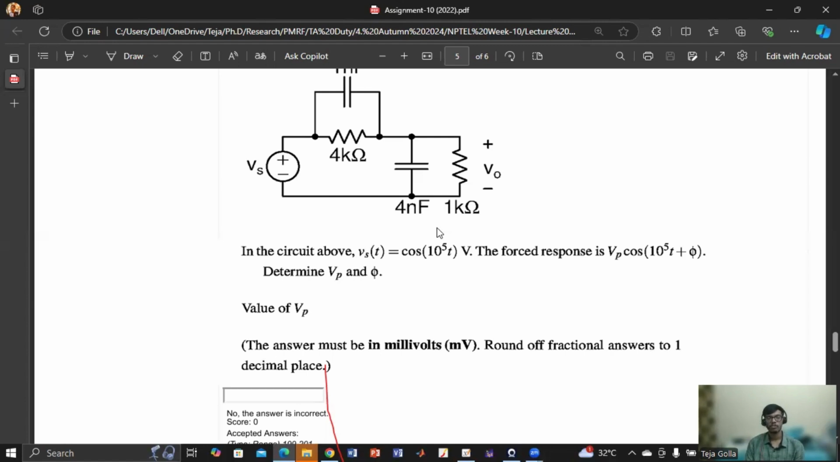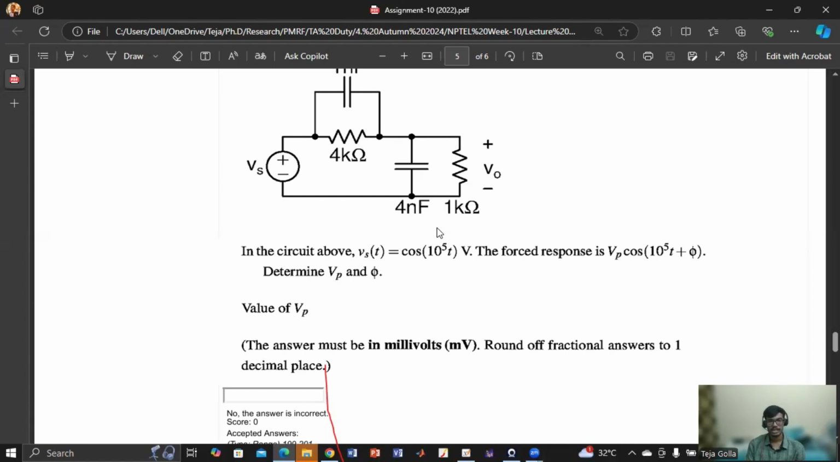Because it is linear, output will have the same frequency, but it will be a scaled version, plus there will be a phase because it's acting like a filter. There will be some phase difference. Apart from that, everything remains same. The points are same. You keep these four to five aspects in mind.